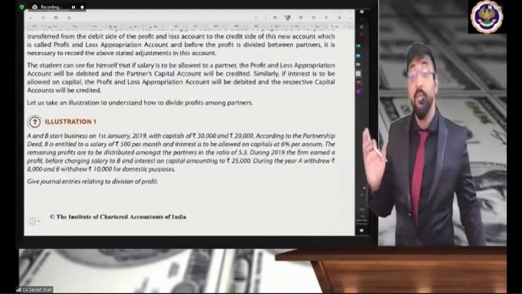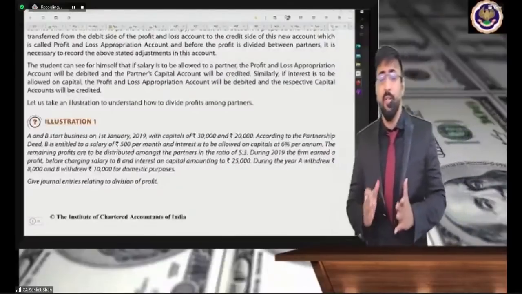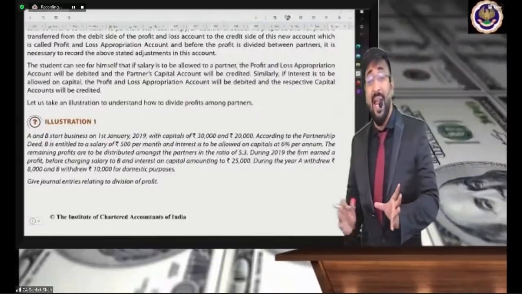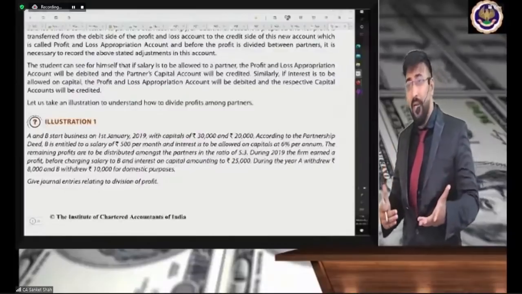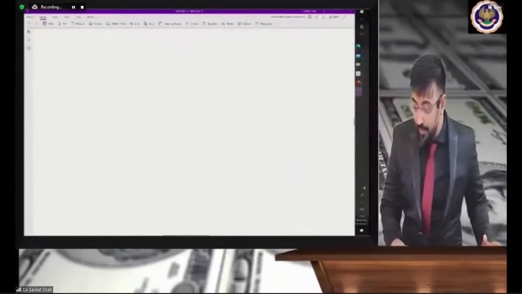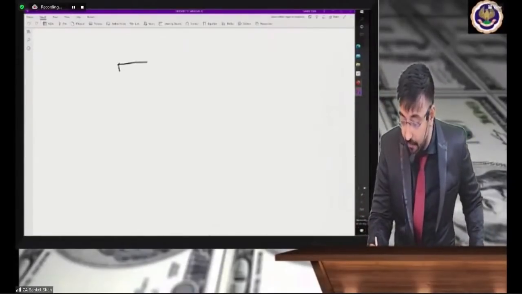What is the difference between fixed capital and fluctuating capital? Please give it in the comment section. I'm waiting for your answer. What is exactly the difference? Why is there a need to prepare the same capital account separately? First understand, otherwise don't give any example. Don't waste your time typing. I'm giving you the logical explanation between fixed capital and fluctuating capital.